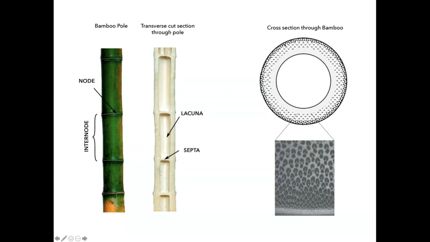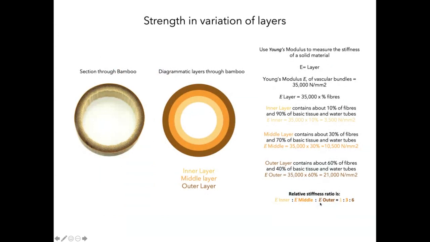And then if you look across at the cross section, microscopically, all these small little dots are like vessels. They're vascular bundles. And as the bamboo gets older, this part intensifies and it gets stronger. So if we're talking about strength in layers and the variation in layers, I've got a diagram here that I made of bamboo. Obviously, it's not the same diameter here, but the outer layer is the strongest part. As you get towards the center, it's made up of more water tissue and fibers.